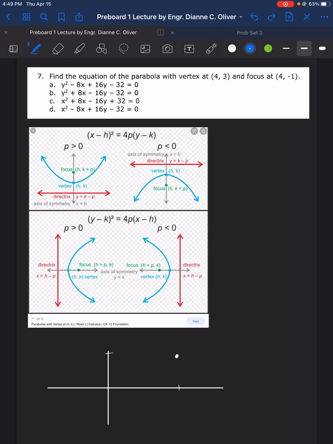So the focus is at (4, -1). That is in the 4th quadrant. So the focus is here. So we will draw now. Having the focus somewhere lower than the vertex means the parabola is opening concave downward. So it is concave downward because the focus is below the vertex.